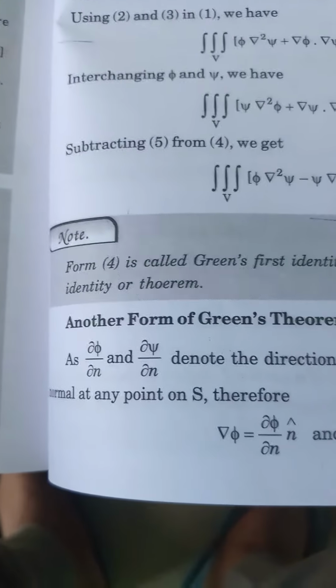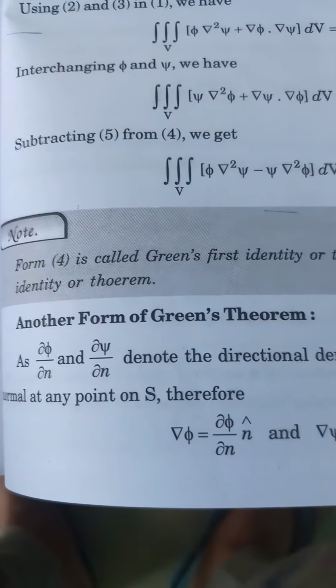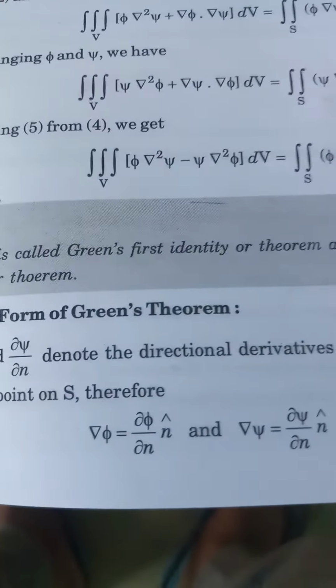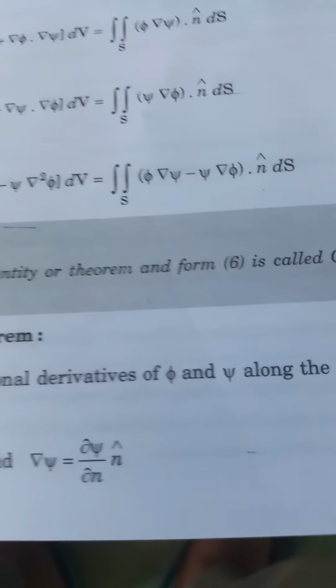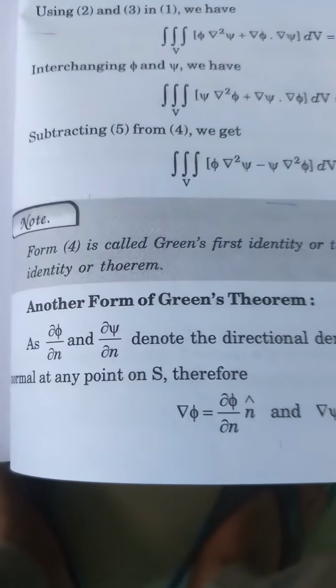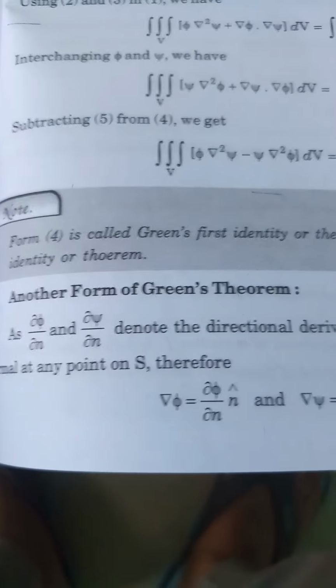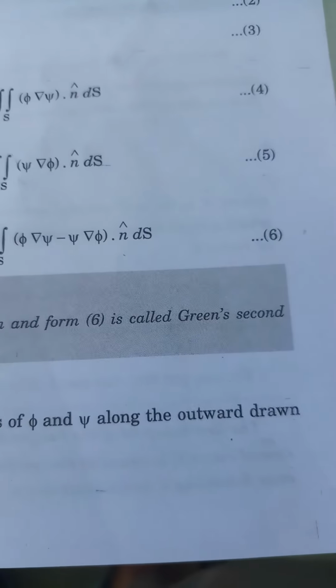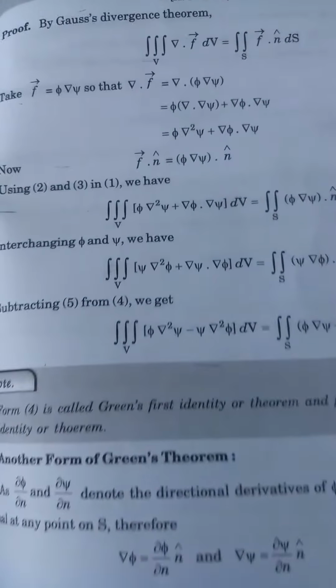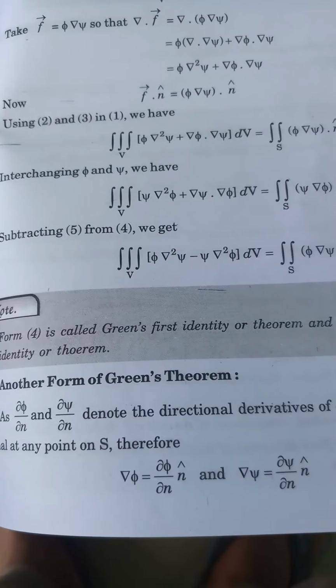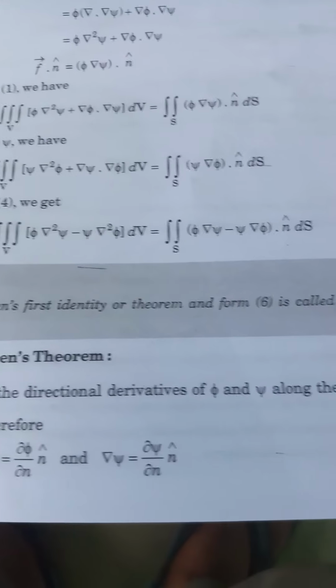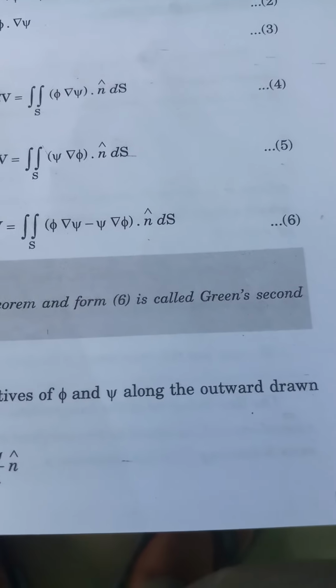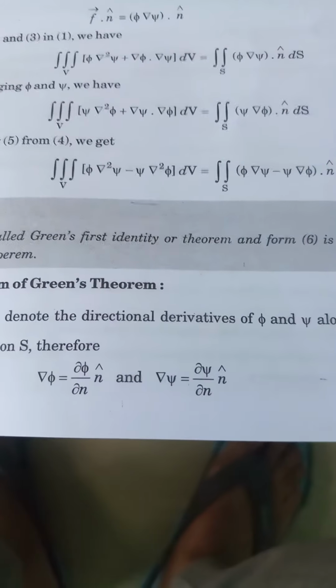Note from form 4 is called Green's first identity or theorem, and form 6 is called Green's second identity or theorem. This equation number 6 is called the second identity or theorem. Form 4 is called Green's first identity or theorem, and this is form 6, Green's second identity or theorem.